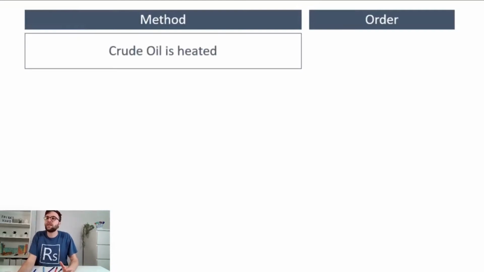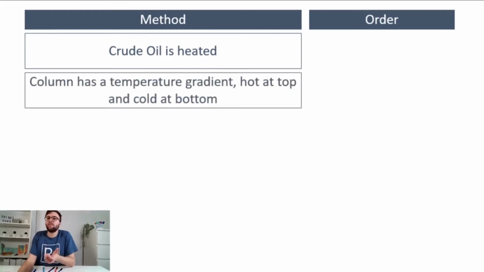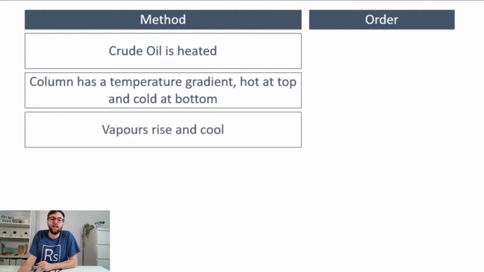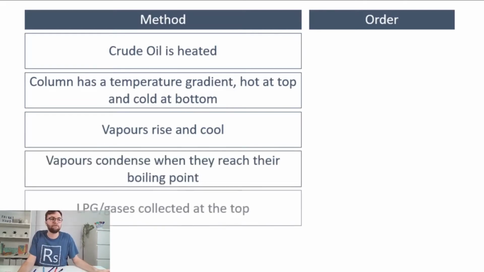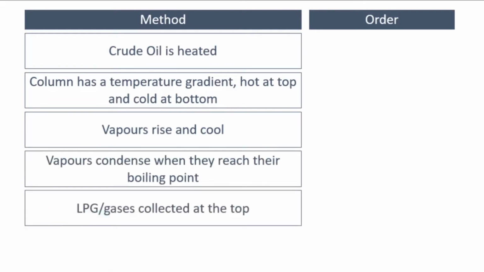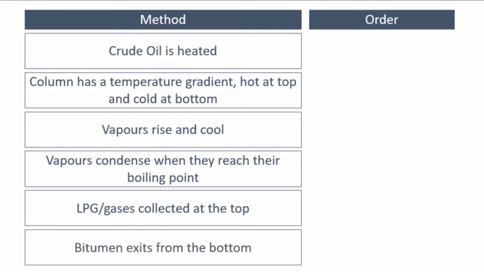So our method we'd say is that the crude oil is heated, that the column has a temperature gradient, it's hot at the top and it's cold at the bottom. The vapours therefore rise, and as they do so they cool, and they condense when they reach their boiling point. So therefore the gases we collect at the top, things like LPG and the other gases, and the larger molecules like the bitumen exit from the bottom. So that's how we're going to pick up those marks.